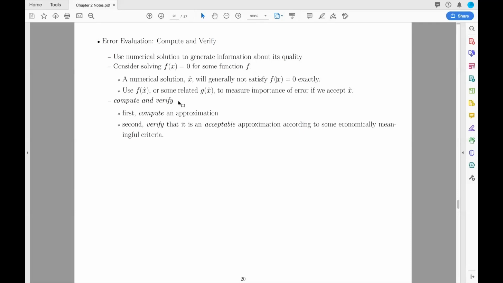Compute and verify. One thing is you want to take the units out. It's perfectly fine in your computation algorithm to leave the units in, but then when you try to verify your answer, you've got to take the units out. So basically, first compute an approximation and then verify that it is an acceptable approximation according to some economic criteria.